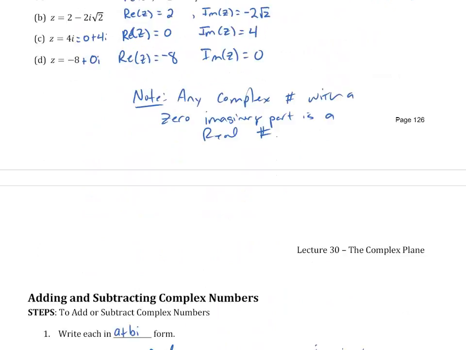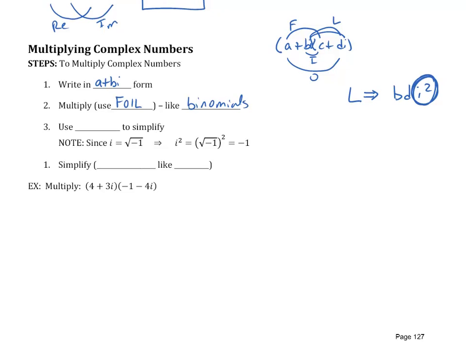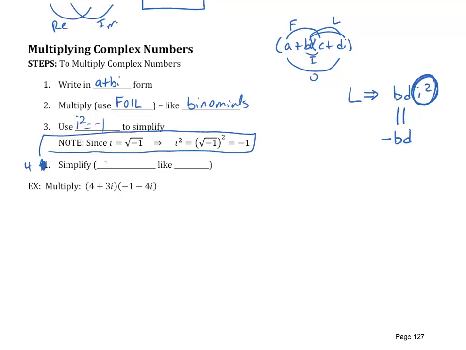So when you then come back down here and you see an i squared, guess what? Since i is the number that when you square it gives you -1, this right here becomes a negative bd. So i squared always becomes -1. So you see that in my note that I've written right here. We're going to use i squared equals -1 to simplify. And then for number 4, the last step should not be number 1, should be number 4: simplify, which means to collect like terms again.